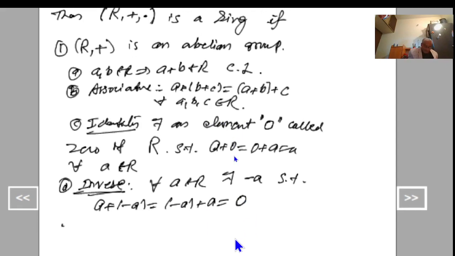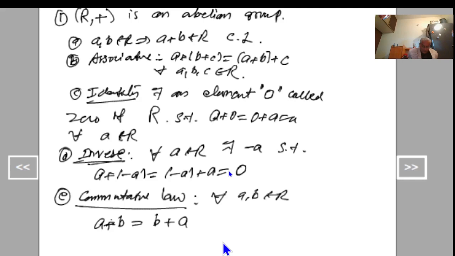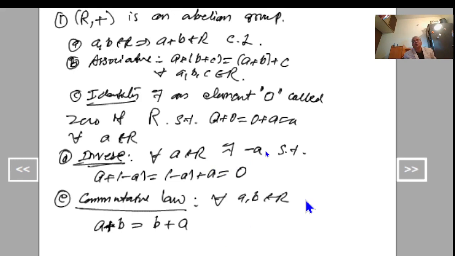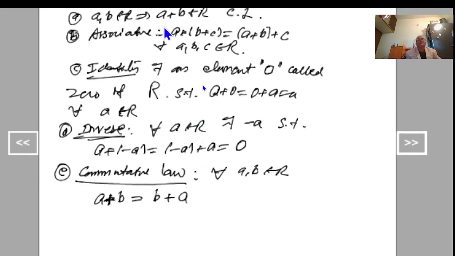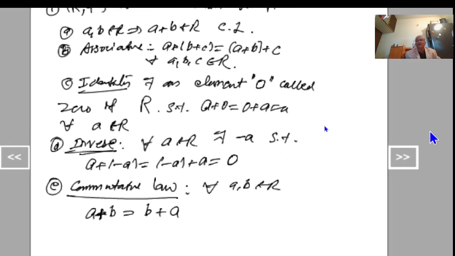And the commutative law. So that is here. For all A, B belongs to R, A plus B must be equal to B plus A. That is, the commutative law holds for all the elements belonging to R. That is here, R comma plus is an abelian group. R is an abelian group with respect to addition. This is the first axiom.